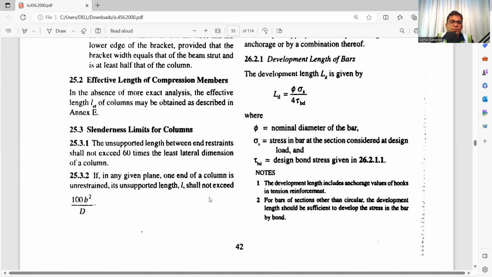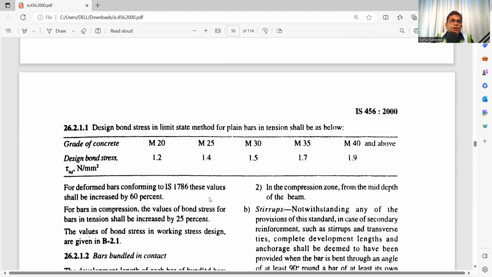Now come to the next page. Here it is mentioned: design bond strength in limit state method of plain bars in tension shall be as follows. So two things you should keep in mind here. It is mentioning plain bars and the limit state method. We all know that there are two design methods, the limit state and the working state. Now we are considering the limit state method.